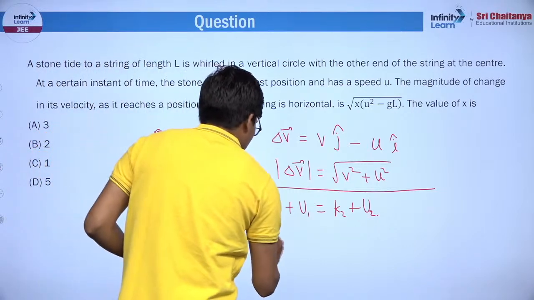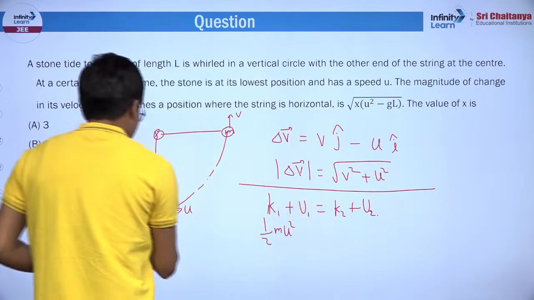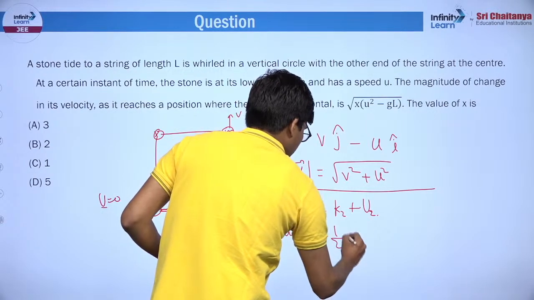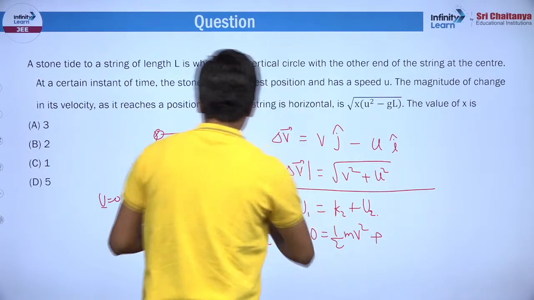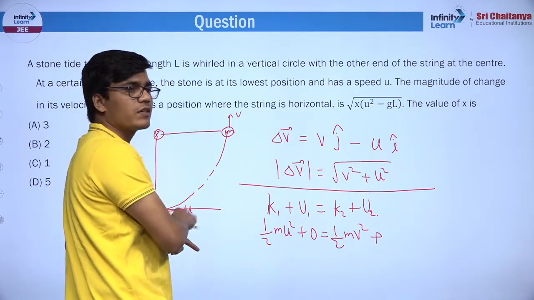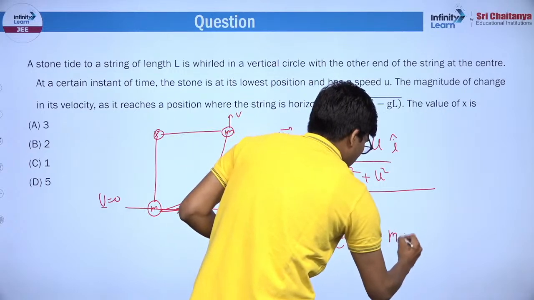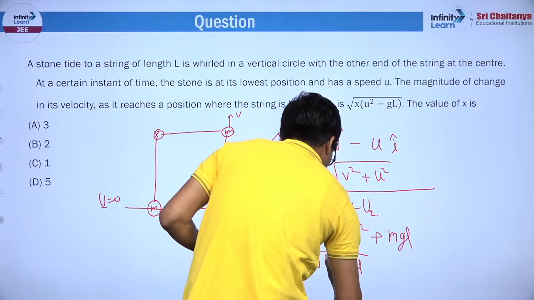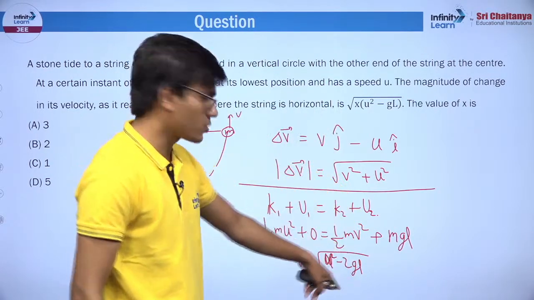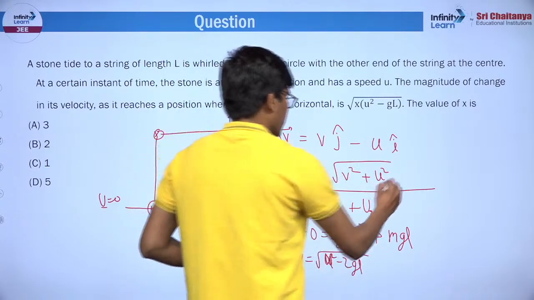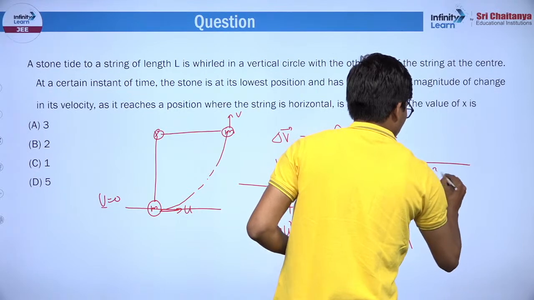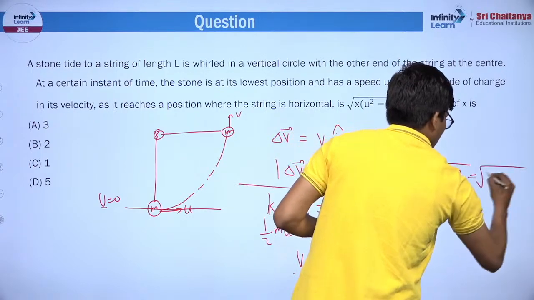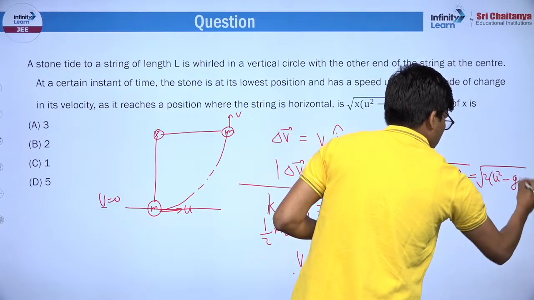So initial kinetic energy is half m u square, and let's say the reference of potential energy is this one. So potential energy initially I can write 0. Final kinetic energy is half m v square, and the final potential energy will be, if I have assumed potential energy 0 here, mgl. So I can write v square as u square minus 2gl, right? Just put this v value here, you will get 2u square minus 2gl, right? And obviously you can write it like this also, 2 times u square minus gl.